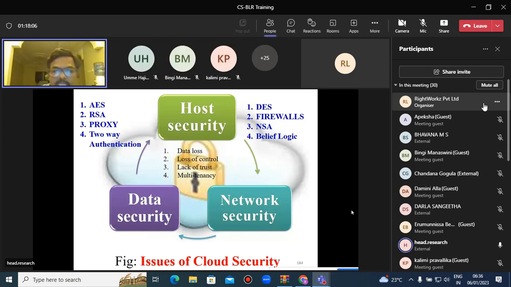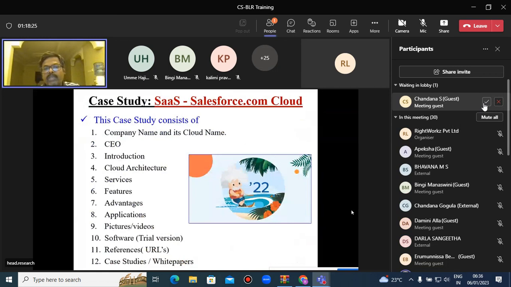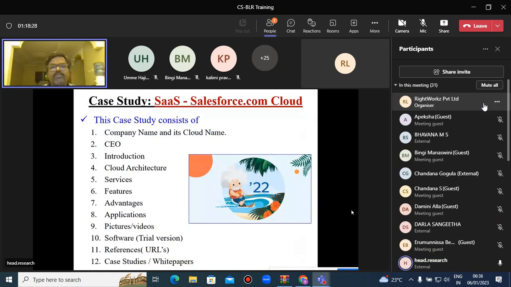These are the famous issues of cloud security: data loss, loss of control, lack of trust, multi-tenancy, and the algorithms we are using like AES, DES, RSA, proxy, firewalls, NSA, two-way authentication, belief logic, etc. These are the issues of cloud computing. The famous software as a service cloud is Salesforce.com, and there is this case study.